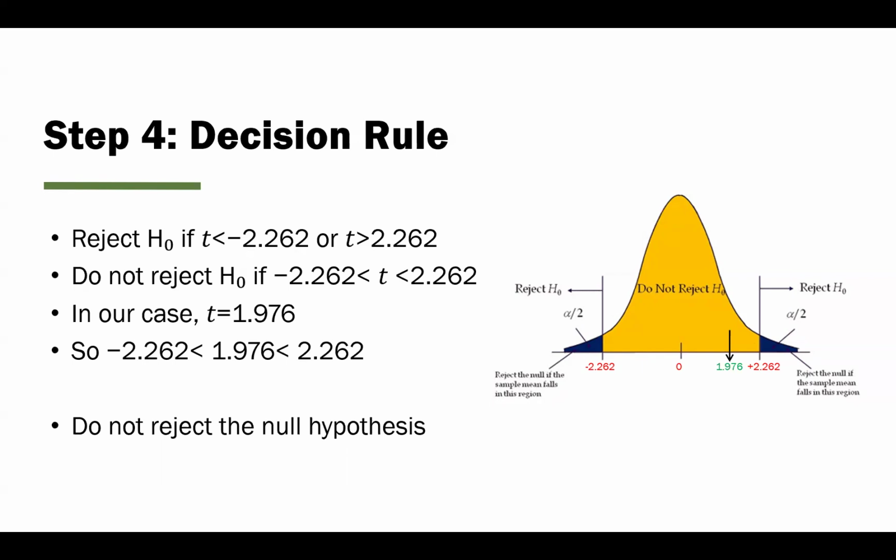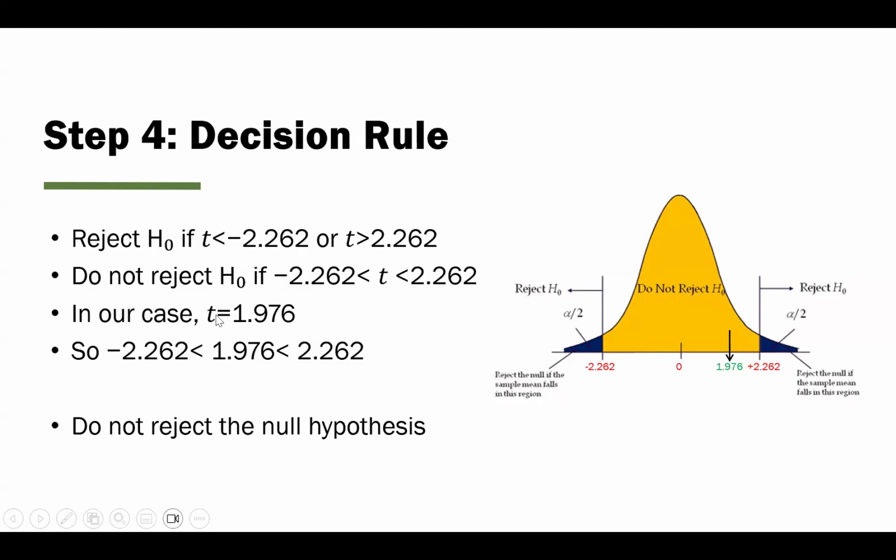So you have to remember that there are going to be two tails. One tail starts from positive 2.262 and the other tail starts from minus 2.262. If our calculated T value falls anywhere in the middle region between minus 2.262 and plus 2.262, we will not reject the null hypothesis. Otherwise, if our calculated T value is more than 2.262 or less than minus 2.262, so it will come here or here, we will reject the null hypothesis.